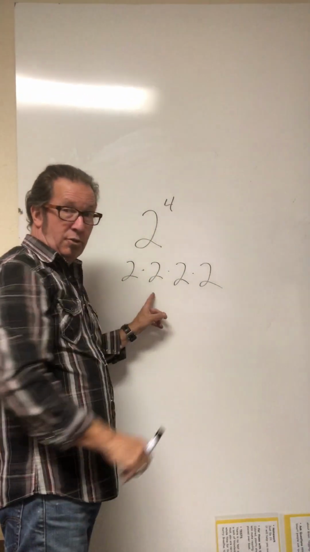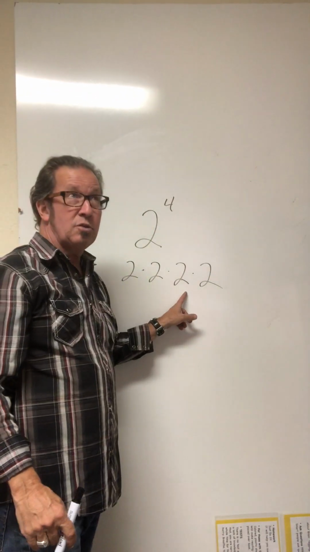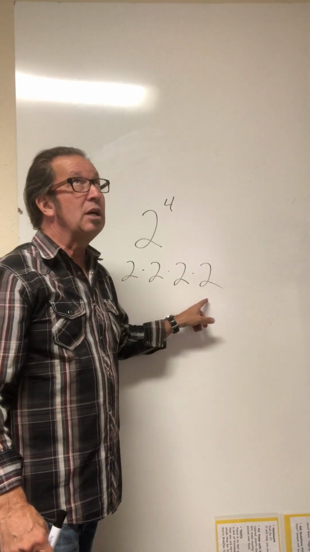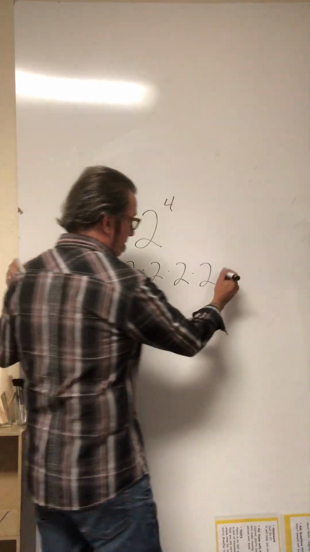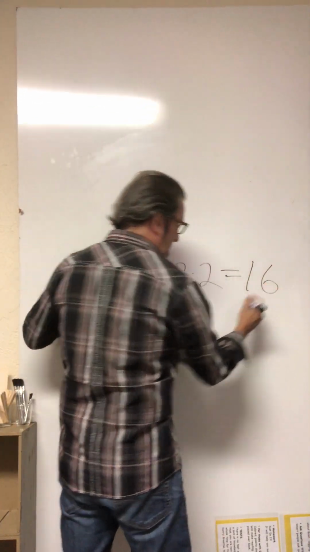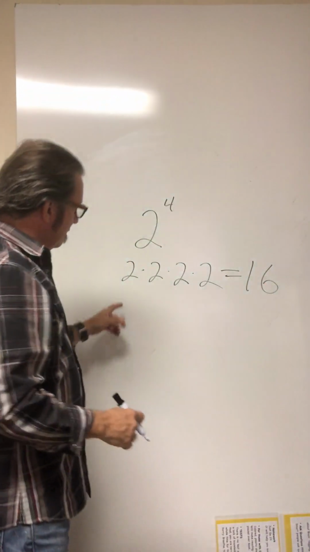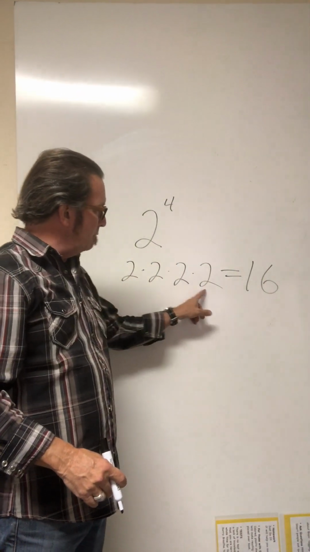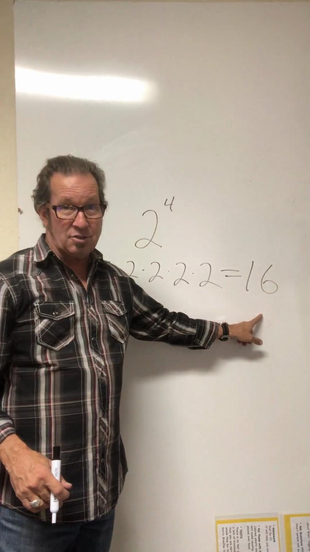2 times 2 is 4. Times 2 is, 2 times 4 is 8. And then 2 times 8 is 16, right? Did I really know that? Yes, I really knew that. But so we have 2 times 2 is 4, 4 times 2 is 8, 8 times 2 is 16. That's our answer.